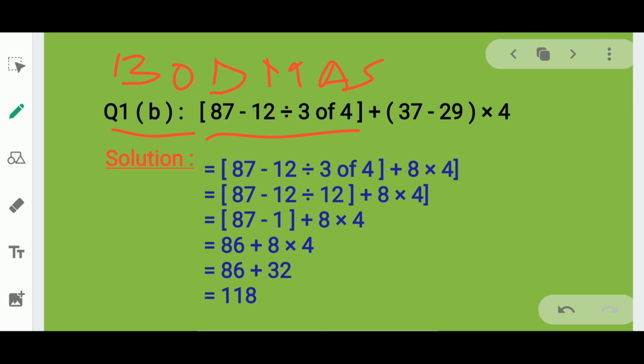Now the first one which we have to solve is the small bracket. We have to solve the small bracket first. In the small bracket 37 minus 29 is written. We have to subtract 29 from 37.